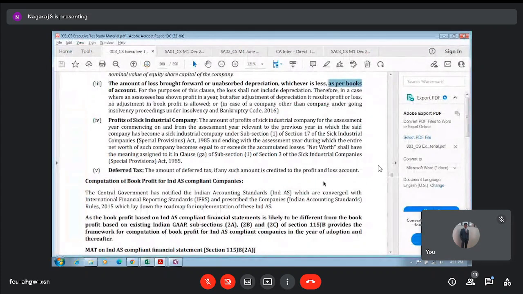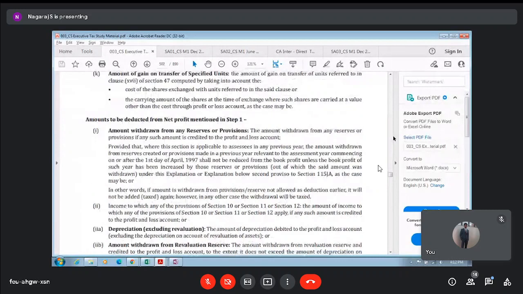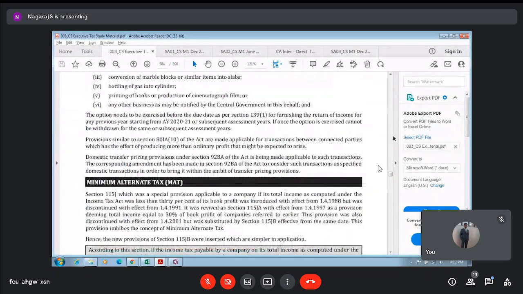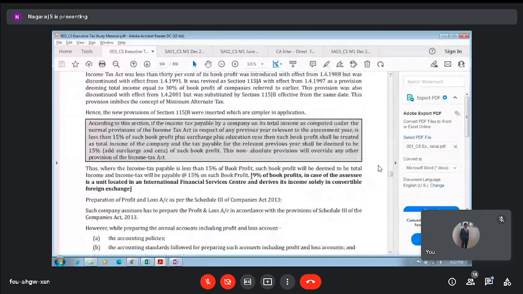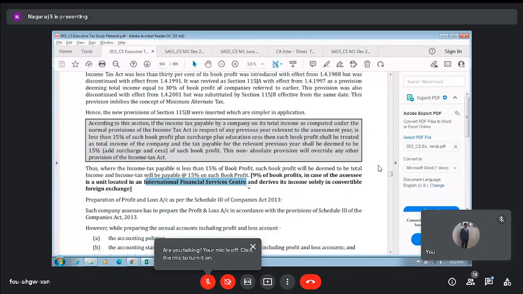Okay. And if the company is situated in... we saw somewhere 9%. 9% of book profit if the assessee is located in International Financial Services Center, IFSC. They will give like this only. The assessee has been doing the business in IFSC, International Financial Services Center. Then instead of 15%, you have to apply 9%.